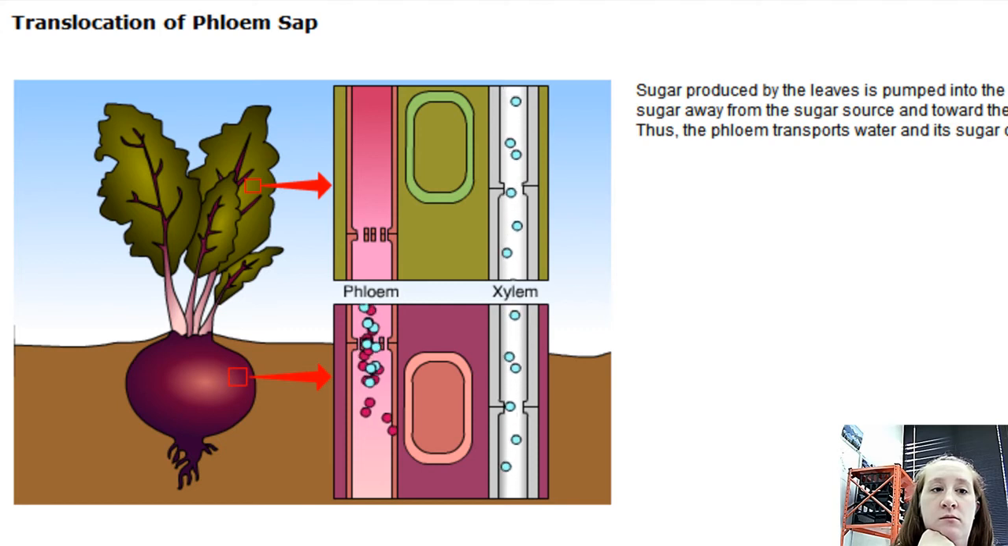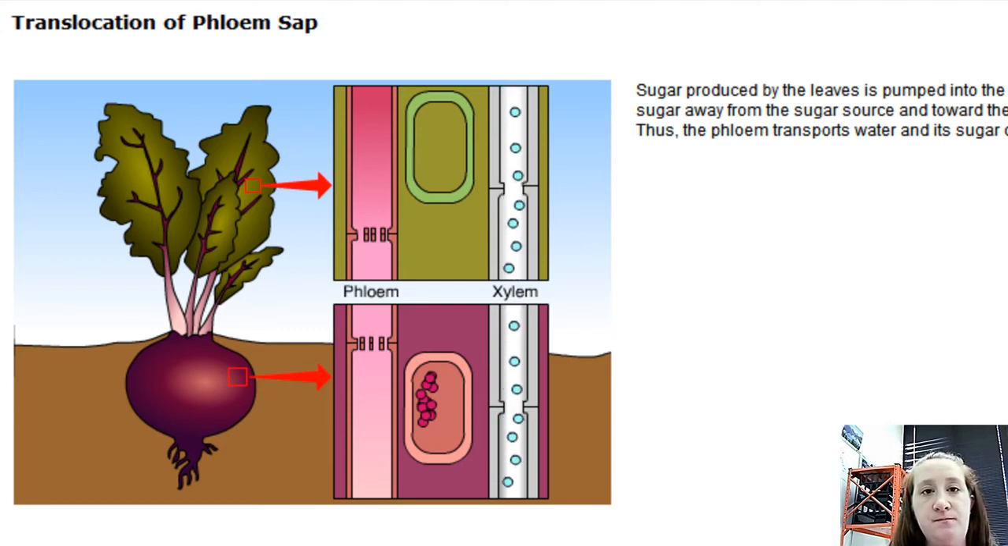At the sugar sink, root cells remove sugar by active transport and convert the sugar into starch. Again, water follows by osmosis. This lowers the water pressure at the sink. Thus, the phloem transports water and its sugar cargo from the sugar source in the leaves, where there is a buildup of pressure, to the sugar sink in the root, where the pressure is lower.